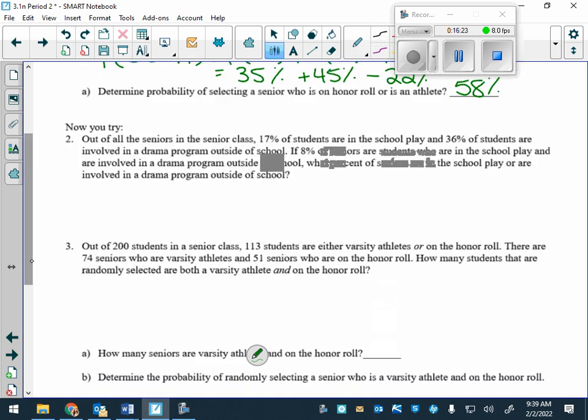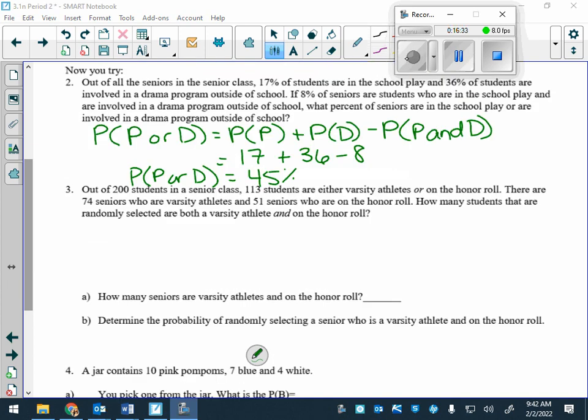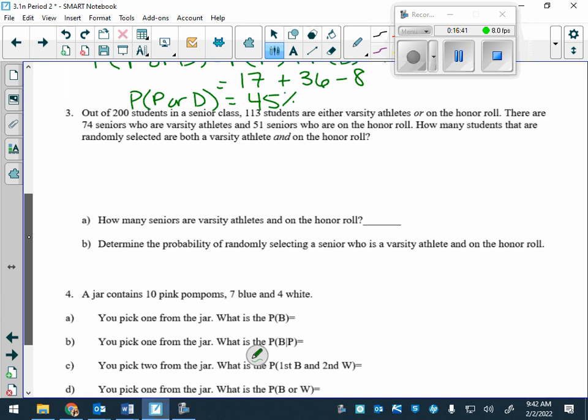Okay. Try number 2 and 3. Number 3 we actually saw already. So 2 and 3. Okay. For number 2, how many of you did get 45%? Good. Okay. Number 3. We have to find the and, okay?